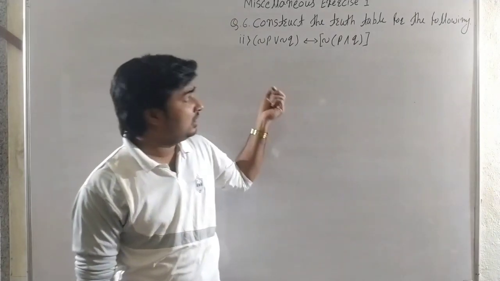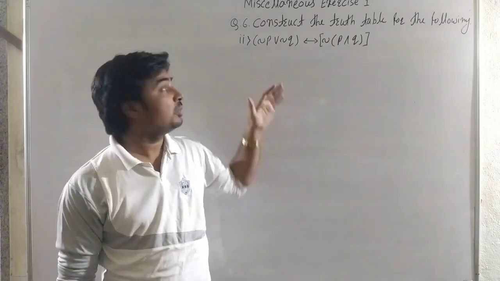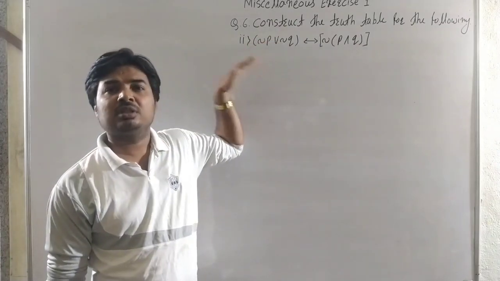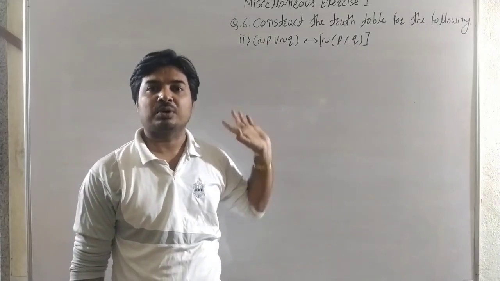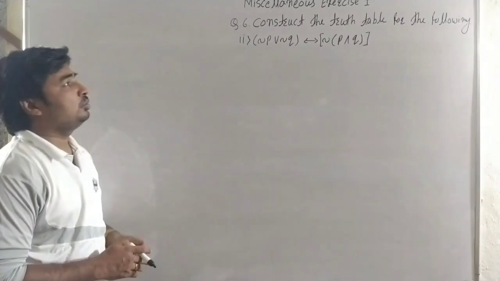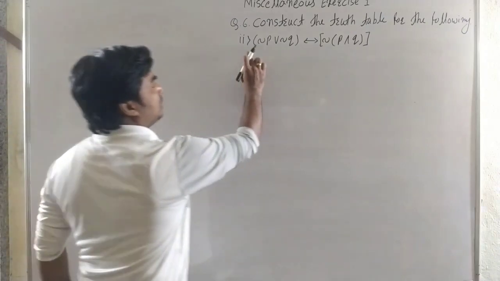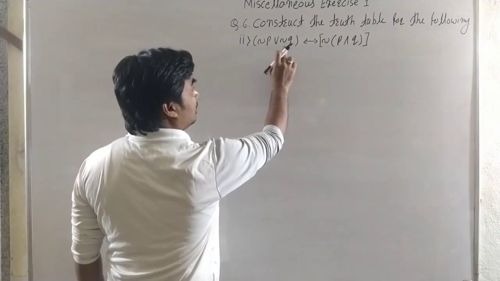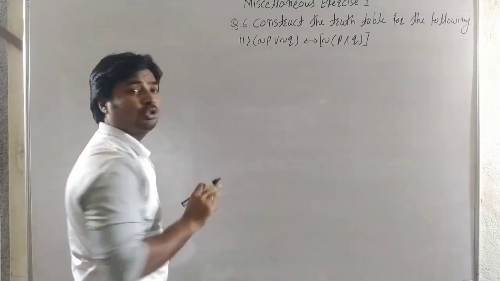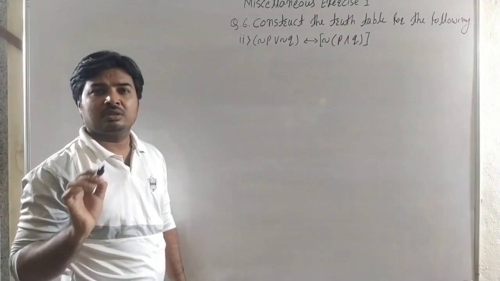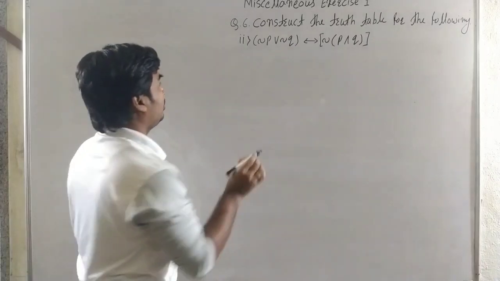We already discussed this, but here we see the examples in the miscellaneous exercise, the same examples as in our lecture number 7. Construct the truth table of the following statement. The given statement is negation P or negation Q double implies negation of P and Q. There are two statements, that means there are 4 possibilities of the truth values.